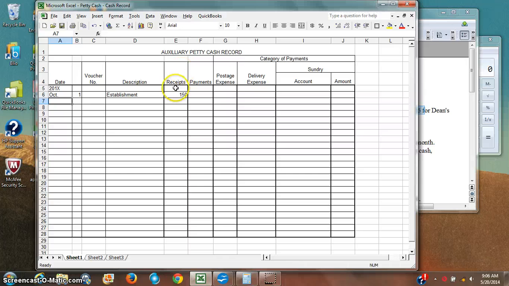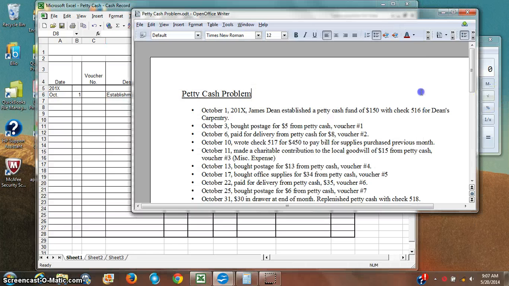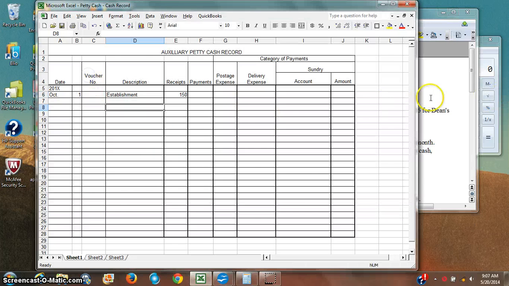Everything in the petty cash journal is going to go in these two columns here, either receipt or payment. And when it's a payment, it's also going to go in one of these columns as well. I have two columns for standard expenses. I'm going to have a lot of postage, a lot of delivery, and then I've also got this sundry account where I've got an amount and then I can write in the account here. Since this isn't a payment, it isn't necessary for establishment, and this is all I need to do on this first entry, at least on the petty cash record.